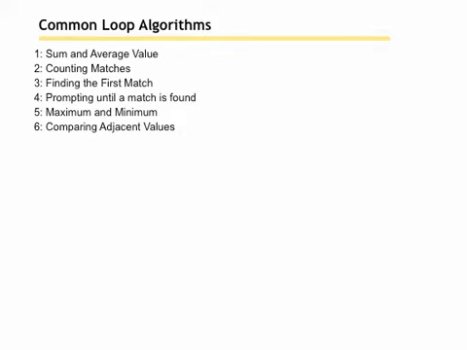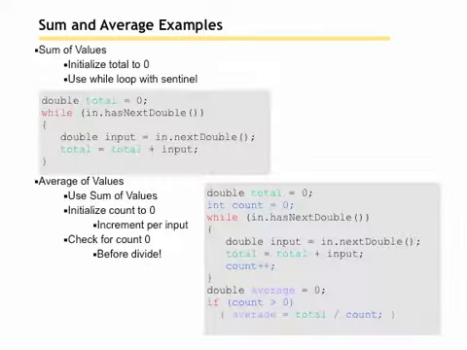Some common loop algorithms, things that we do a lot. Number 1 are summing and averaging a value. Number 2 are counting matches. Number 3, finding a first match. That means looking for something in a list. Number 4, prompting until a match is found. So, oh, you didn't guess the right number. Guess again. Number 5, finding the maximum and minimum values in a list. And then number 6, comparing adjacent values.